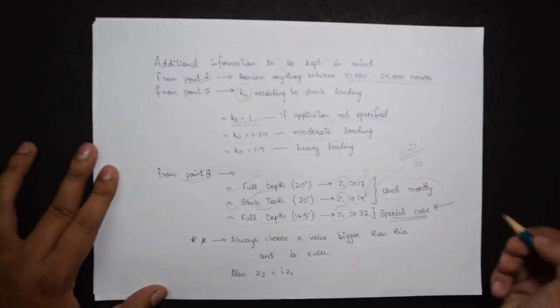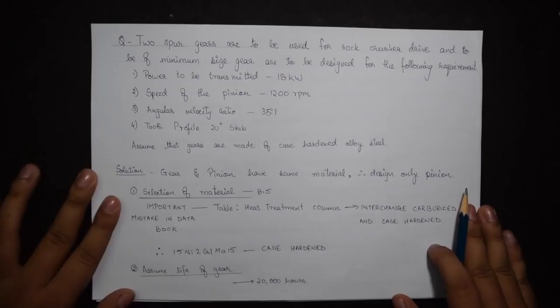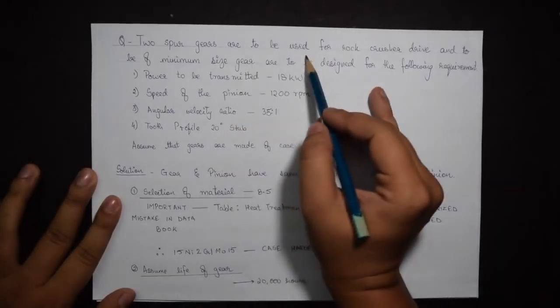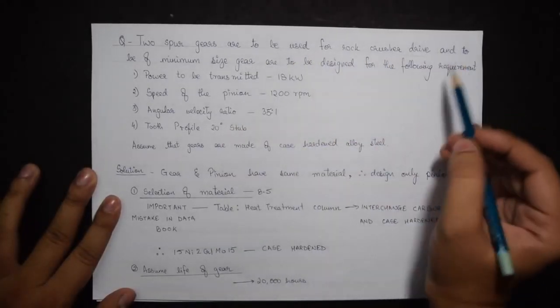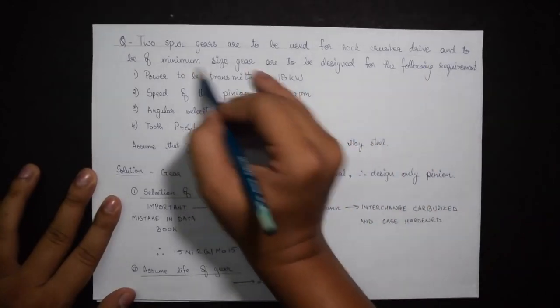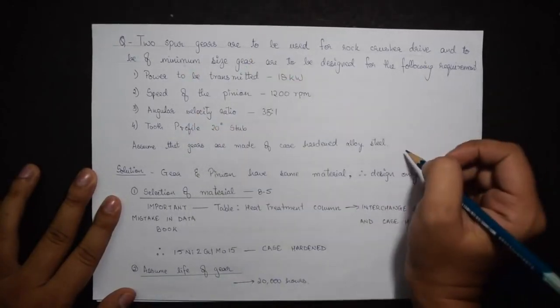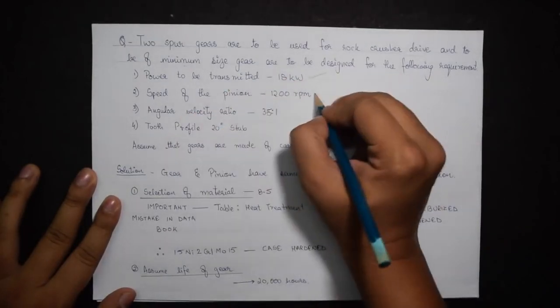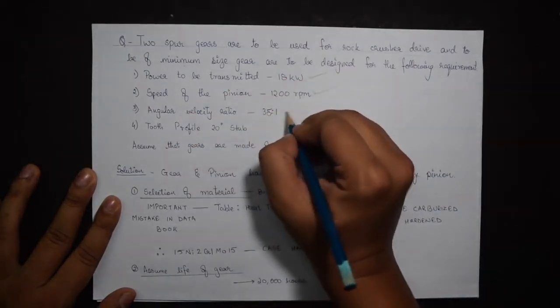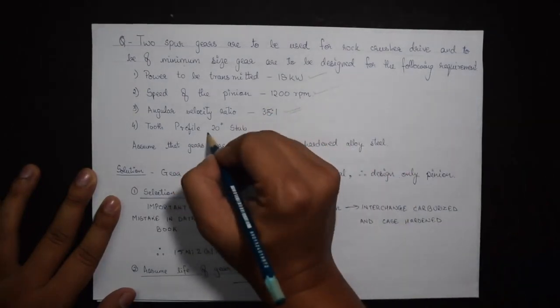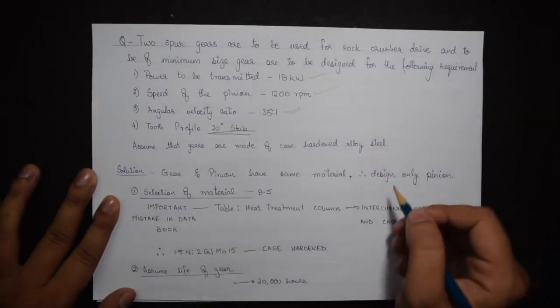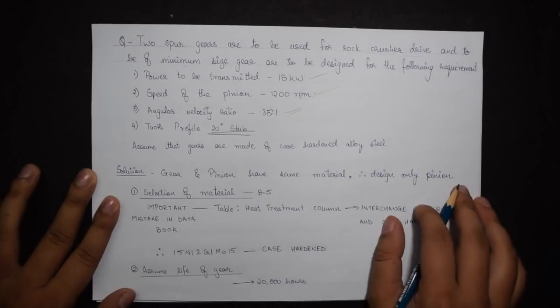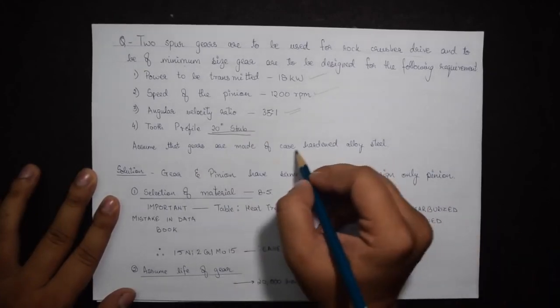Now directly jumping onto the question, we need to design 2 spur gears which are used for rock crusher drive and to be of minimum size gears. The power transmitted is 18 kilowatts, speed of the pinion is 1200 rpm, velocity ratio is 3.5:1, tooth profile is 20 degrees stub teeth, which we just saw. And assume that gears are made of case hardened alloy steel.